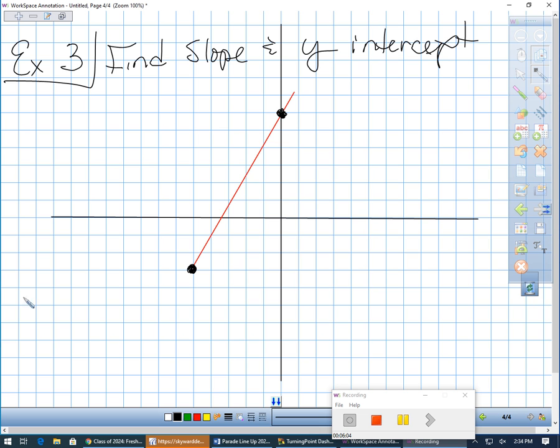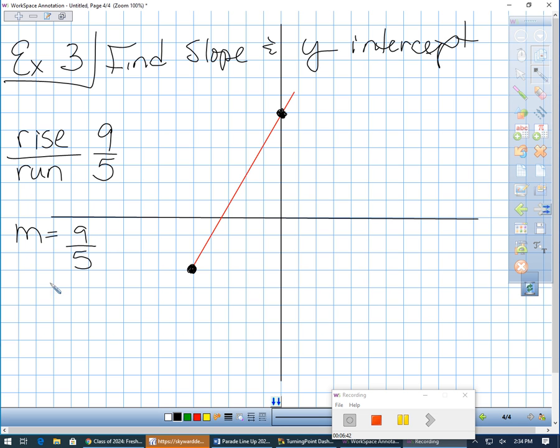When we talk about slope, we said it is rise over run. Okay, so we're going to start at the leftmost point. We always start at the left. And we go up first. 1, 2, 3, 4, 5, 6, 7, 8, 9. And then we're going to run to the right. 1, 2, 3, 4, 5. So our slope is 9/5.